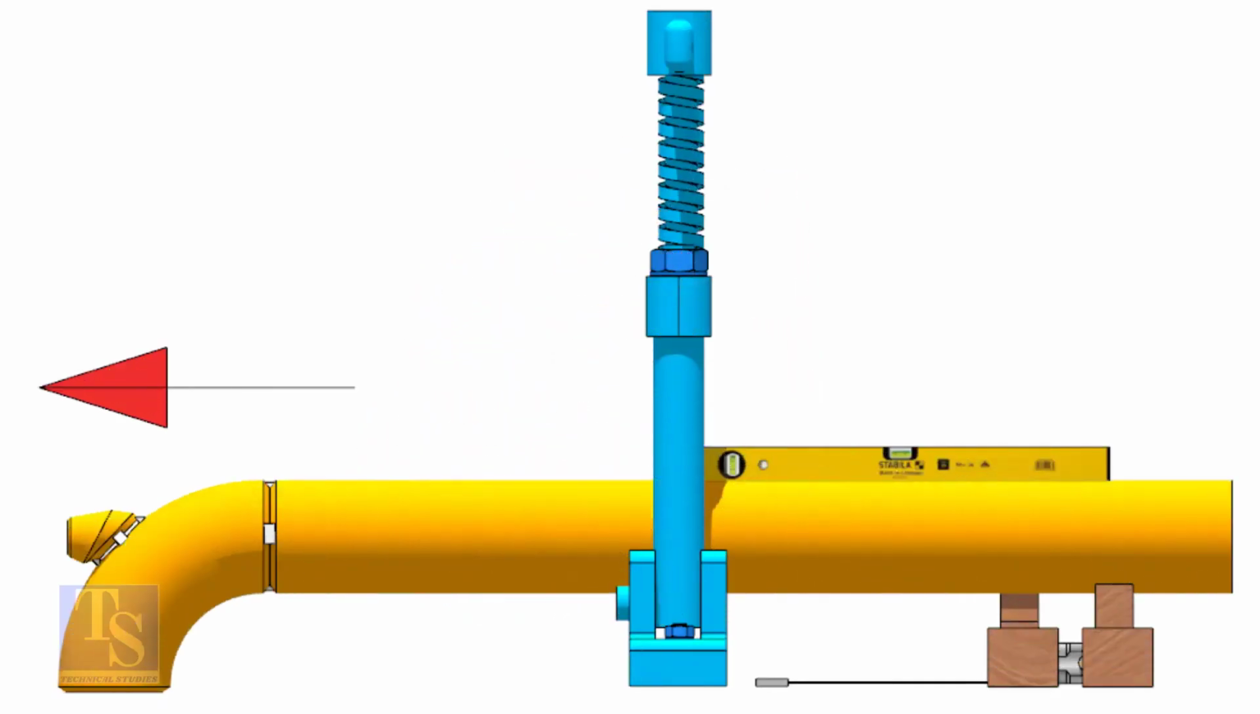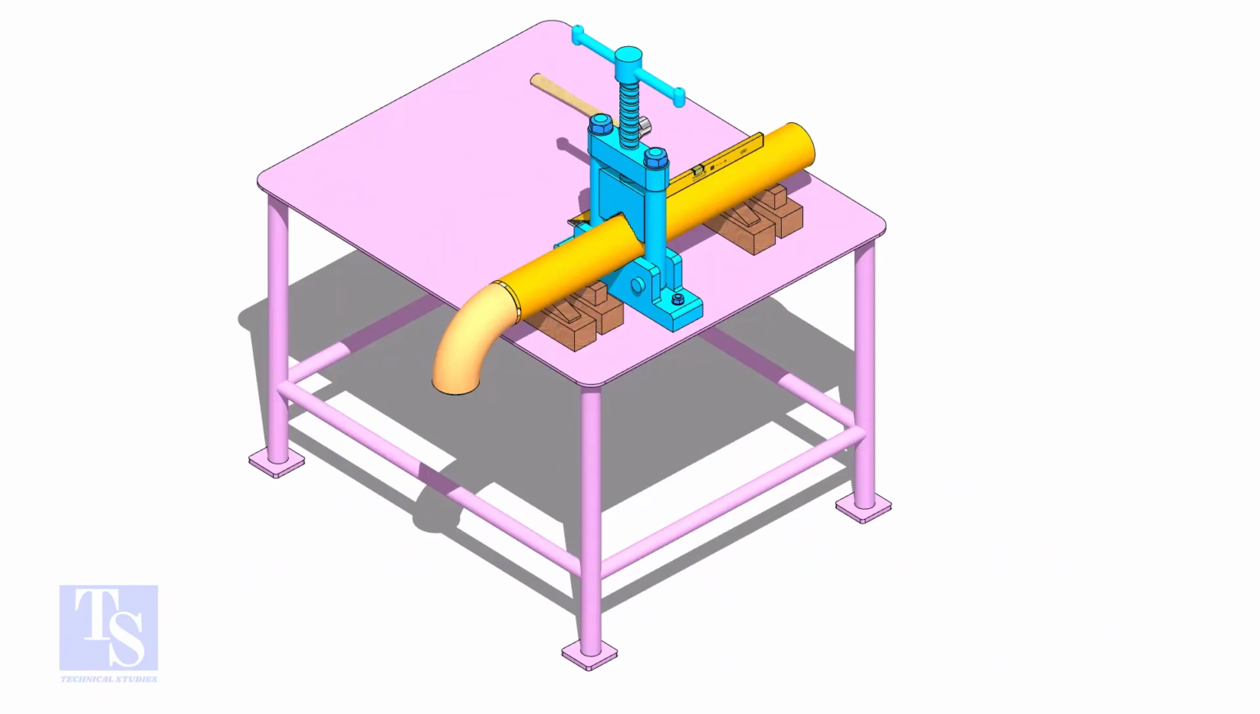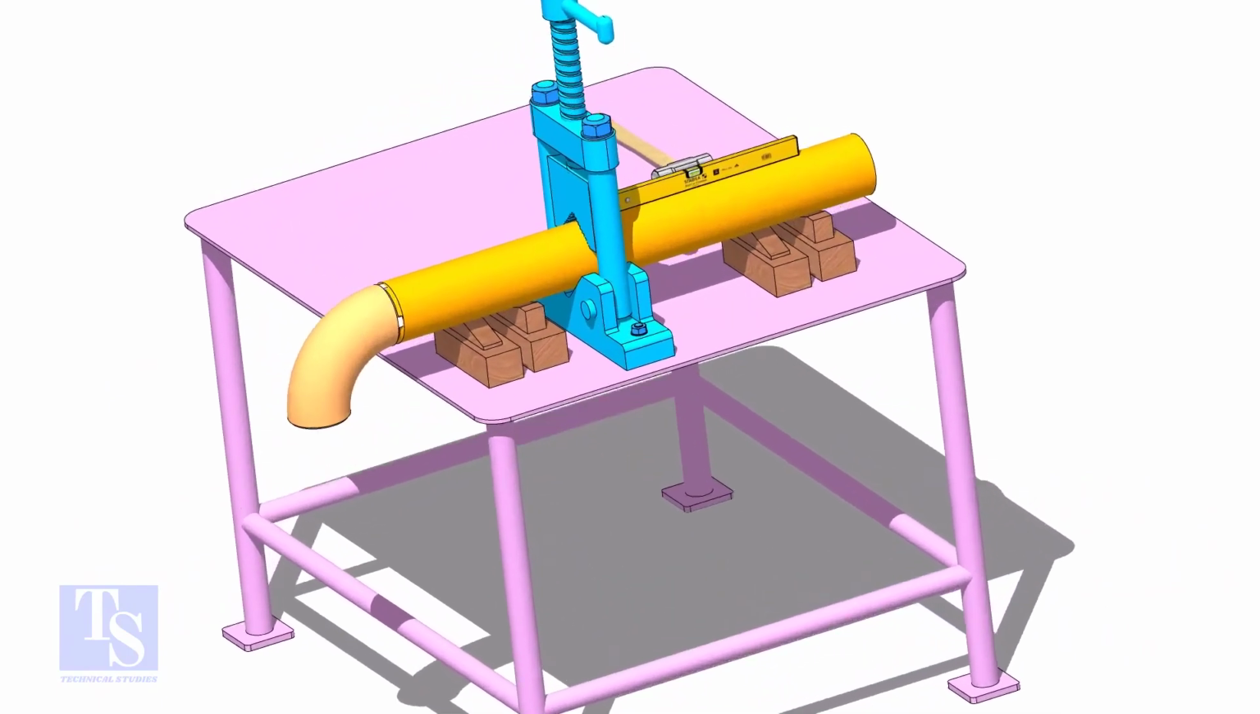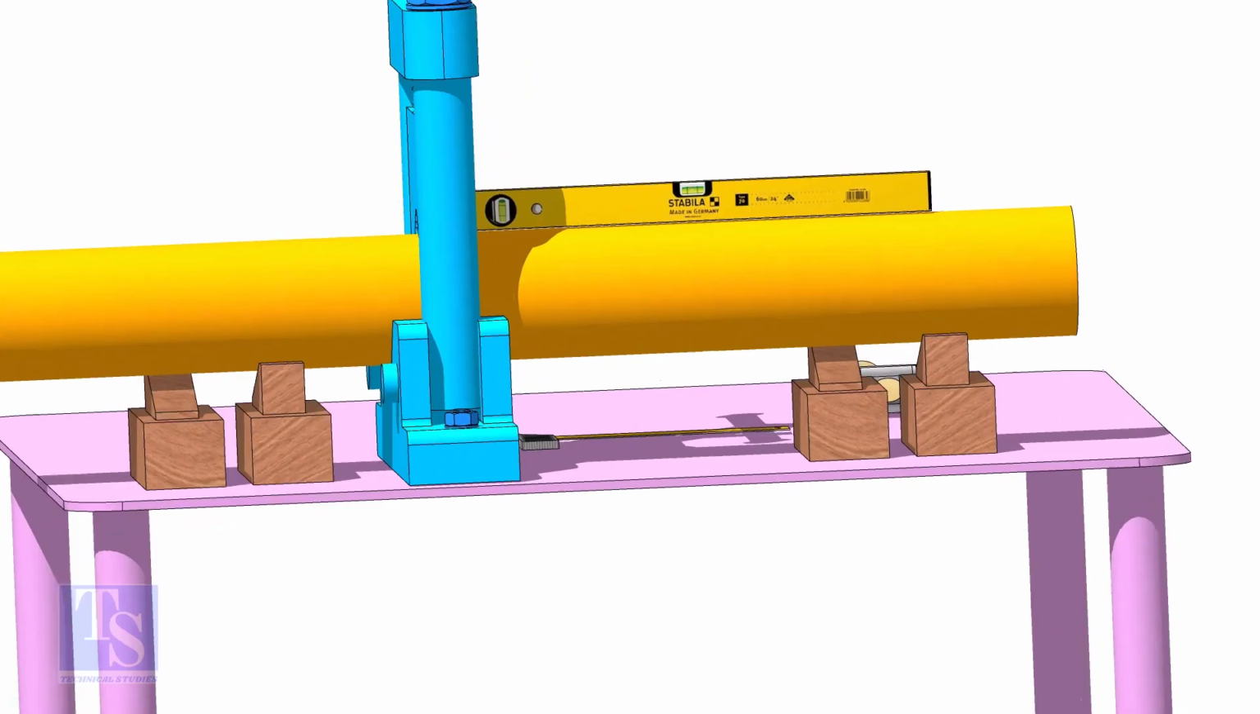I had seen guys making mistakes when they fix the direction of the elbow. Please be careful. Level the pipe and the elbow face. If necessary, put packings below the pipe.